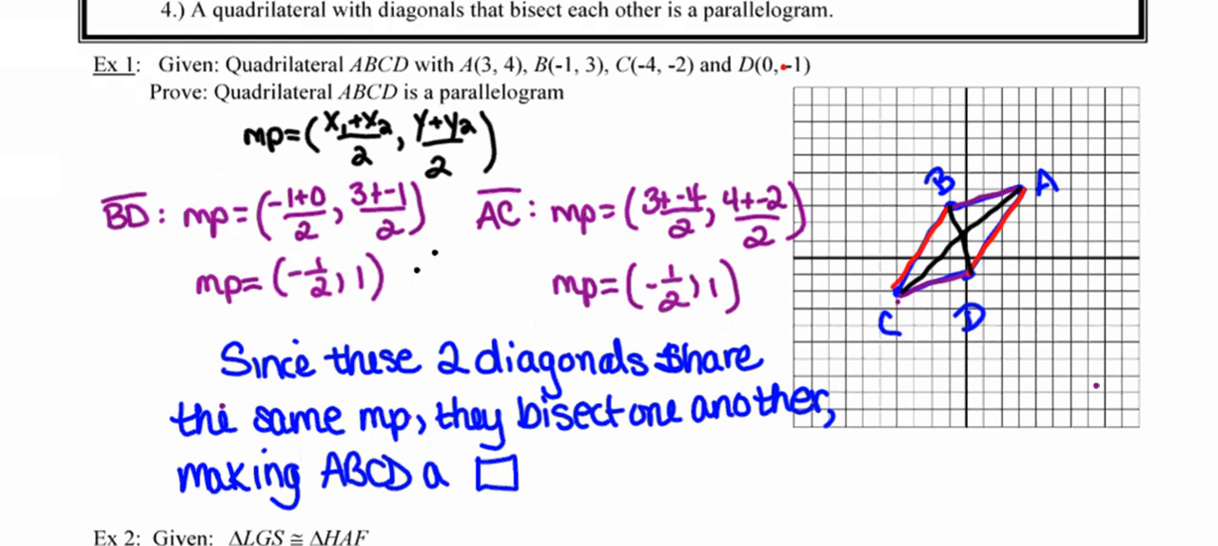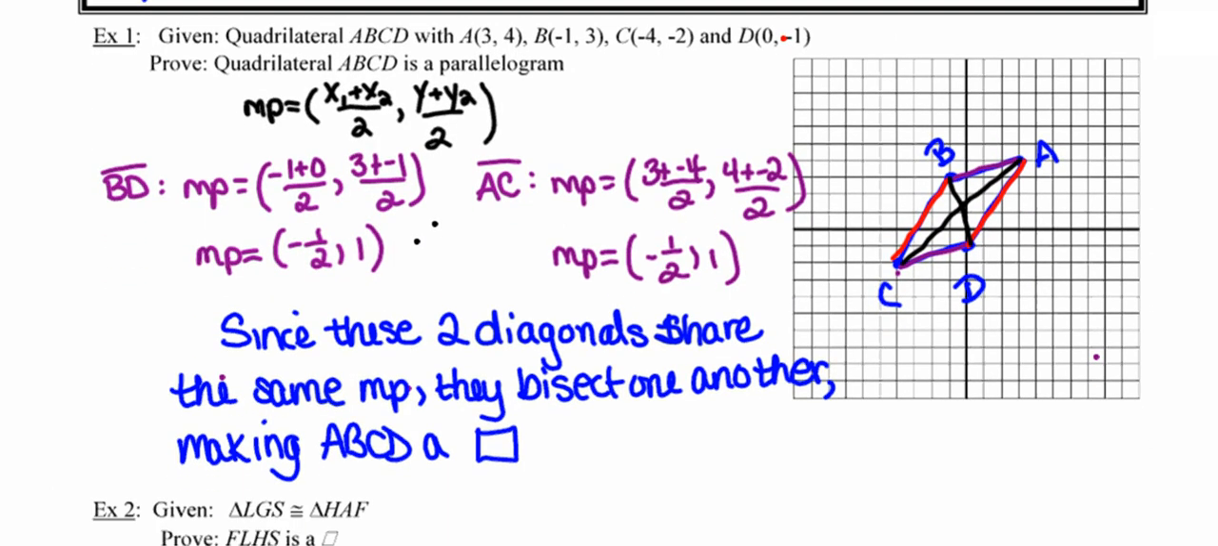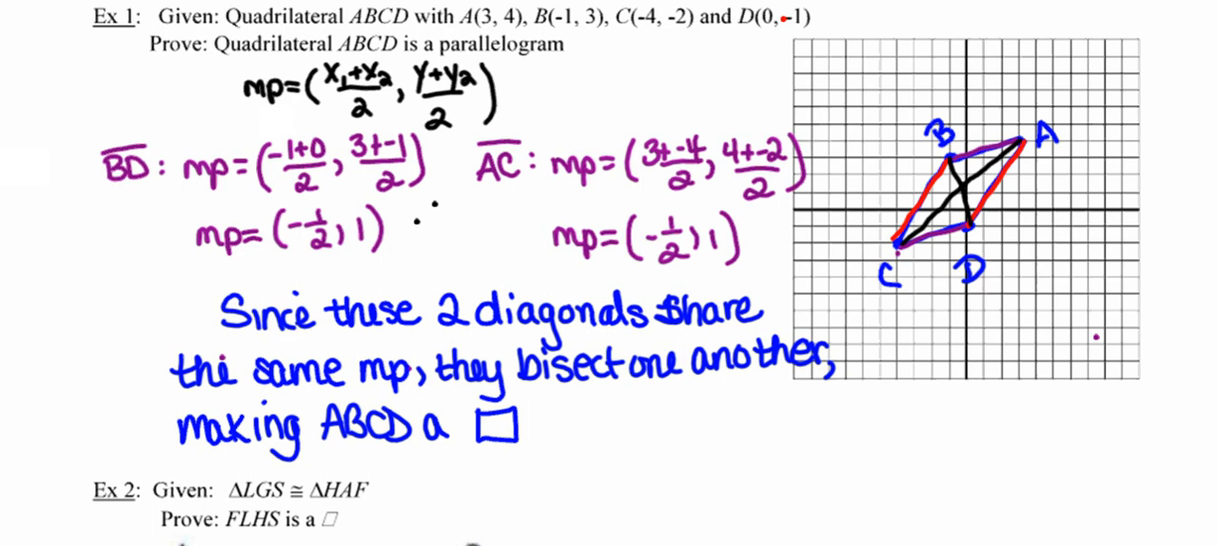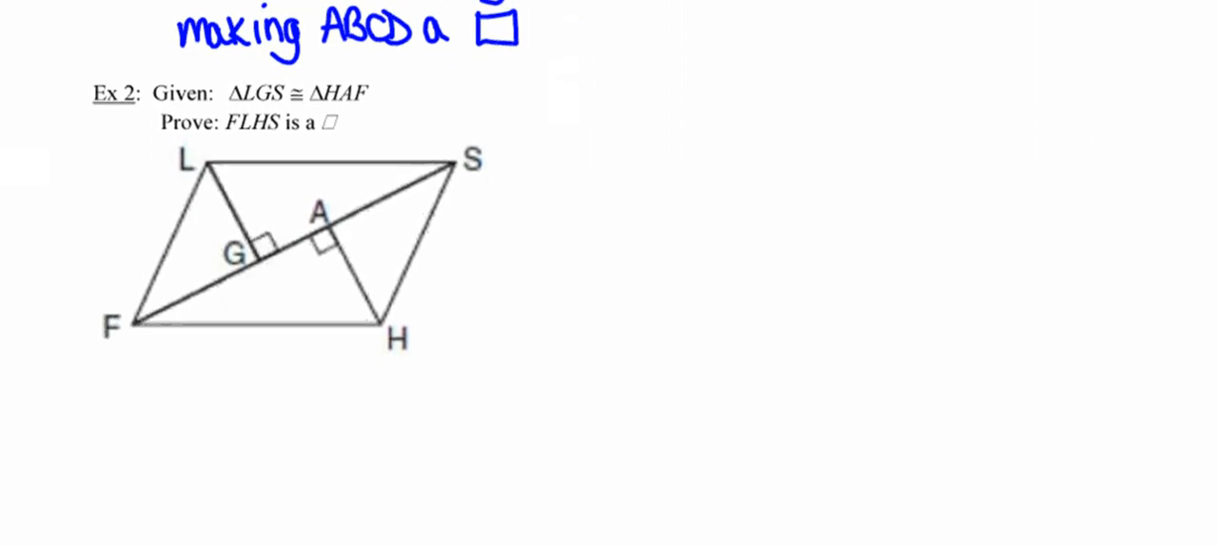So again, I chose to show that it fits into that criteria number 4, which is really criteria number 5. Any quadrilateral with diagonals that bisect one another has to be a parallelogram. But again, I could have chosen one of many different methods for my proof. Excellent. So that's how your proof might look in the coordinate plane.